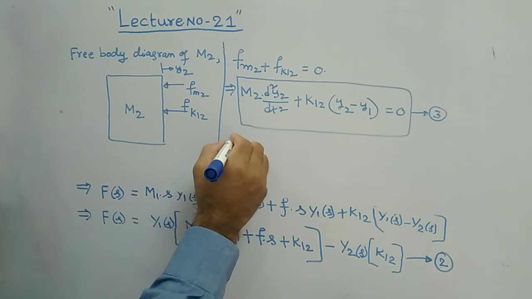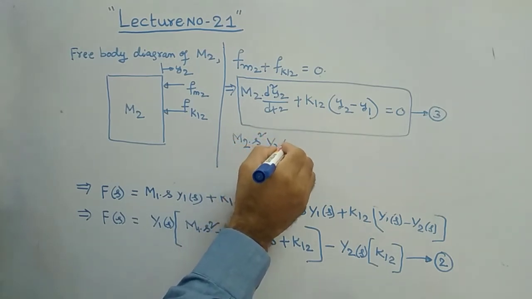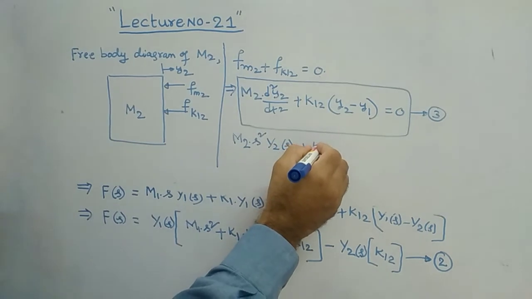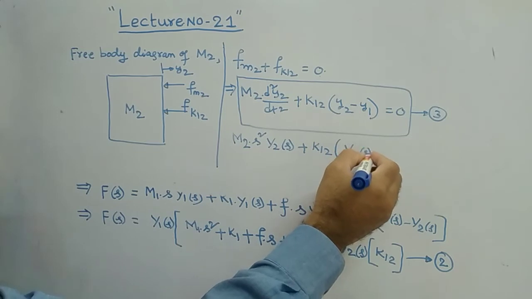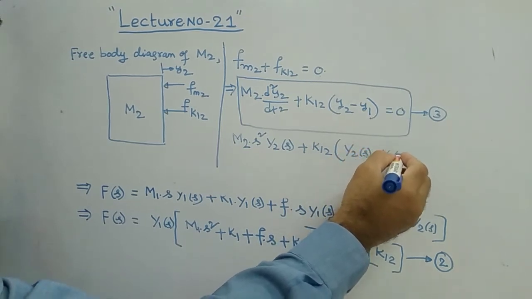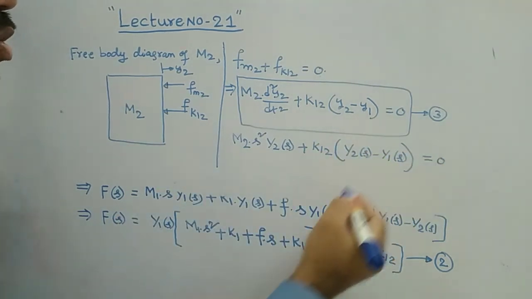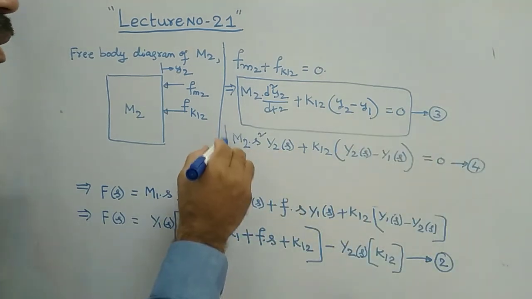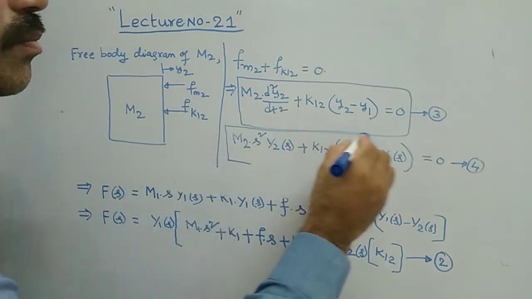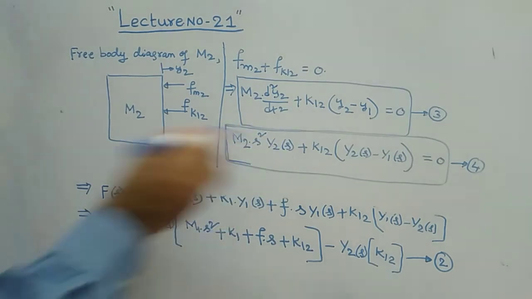Then it is M2 into S square Y2 of S plus K12 into capital Y2 of S minus Y1 of S, equal to 0 only. This is your equation number 4, upon application of Laplace transformation.